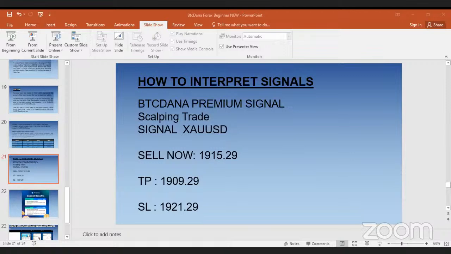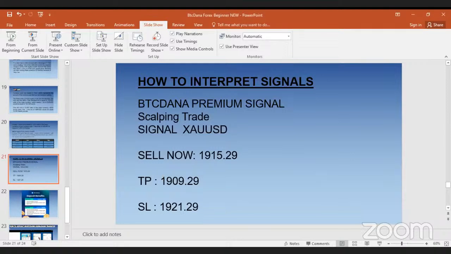So how does this signal work? Please, I want you to screenshot this front page. Please just take note of it. Just screenshot it. Then I'll do all of this on the BTC Dana trading app so that you understand how this works. Let me give you a minute to screenshot it. I hope all of us have taken the screenshot. Now let's go to our BTC Dana trading application.